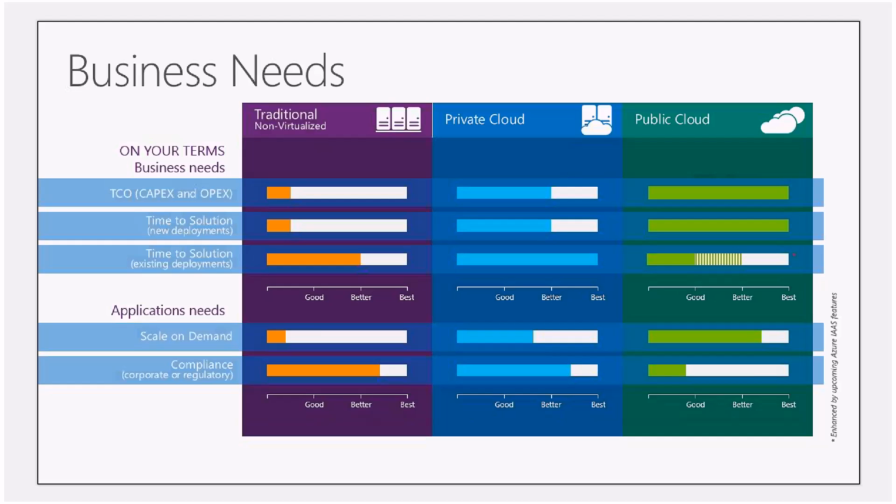From an applications need perspective, the public cloud, whether it's IaaS, Office 365, or a PaaS solution, offers the most scale from a bursting perspective because that infrastructure can be scaled up or scaled down on demand.